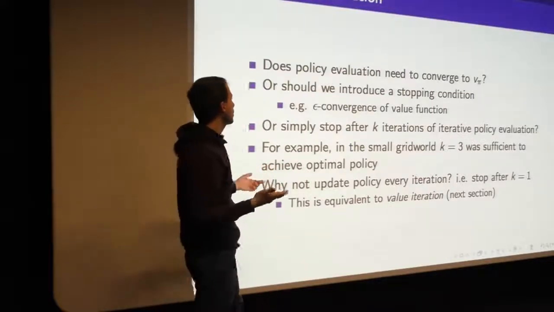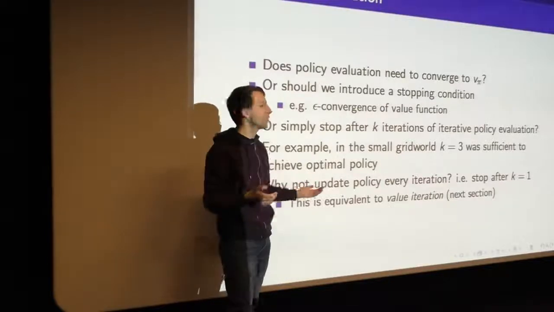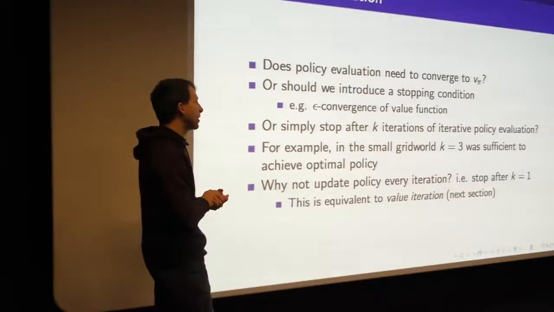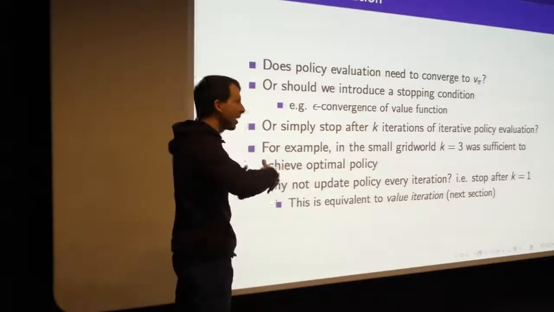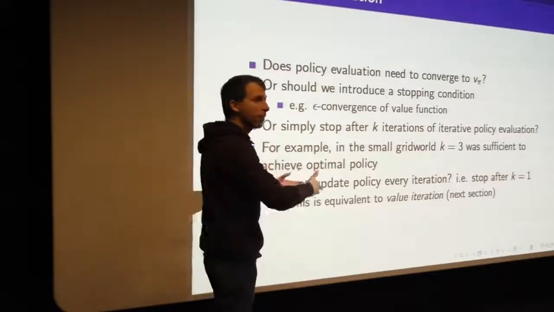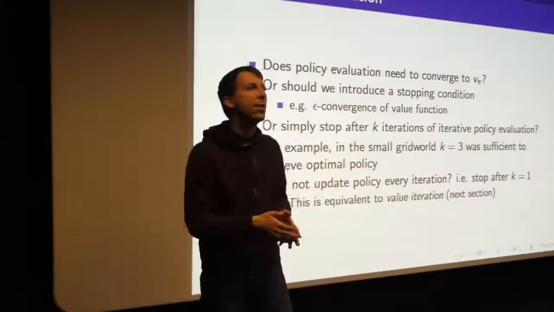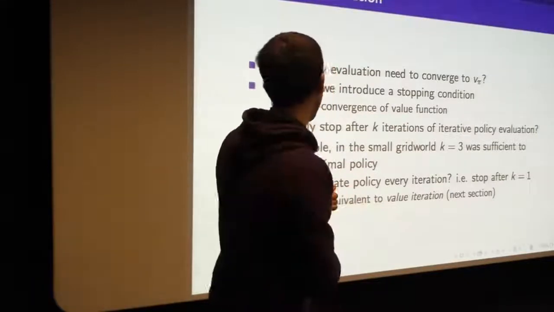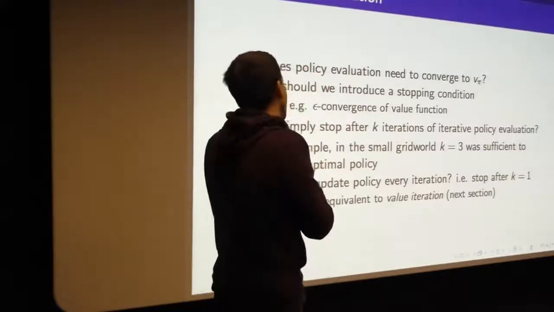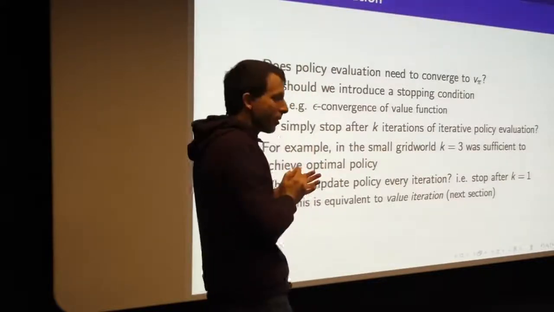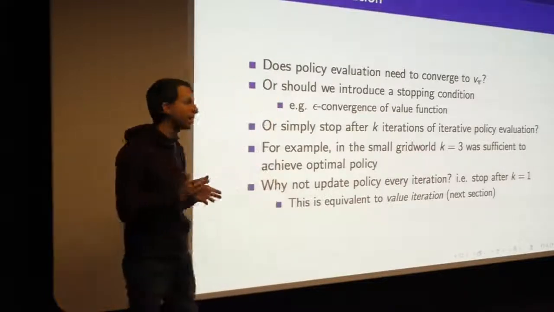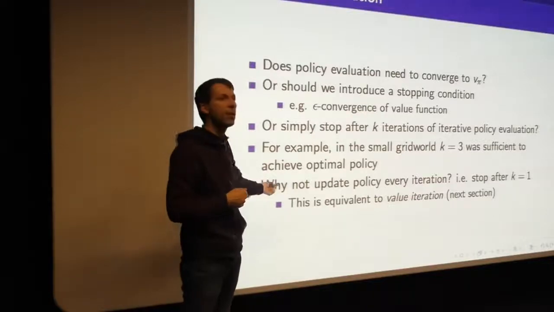So what happens if we do something more naive, like take k iterations of iterative policy evaluation, like 3 in the small grid world, do 3 steps of evaluating the policy, and then improve? This is a perfectly reasonable algorithm, and it still converges to the optimal policy. I'm not going to prove that, except in one special case, which is the extreme case of this, when we just stop after k equals 1.